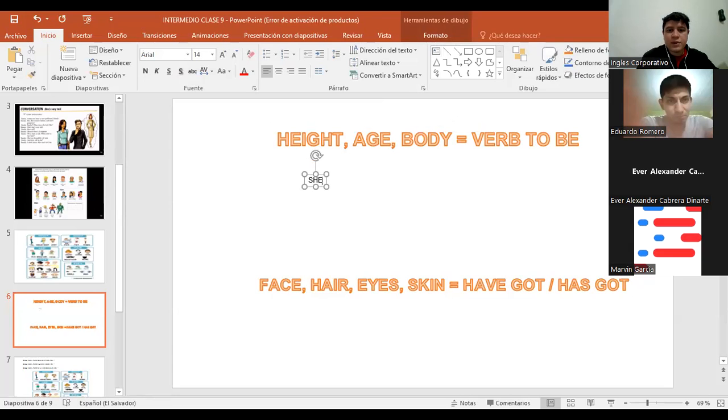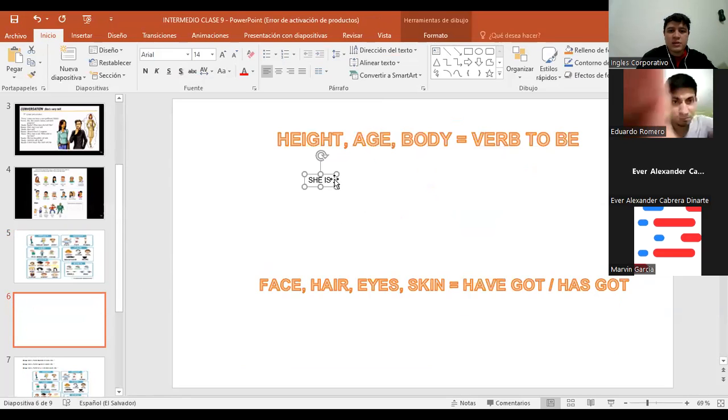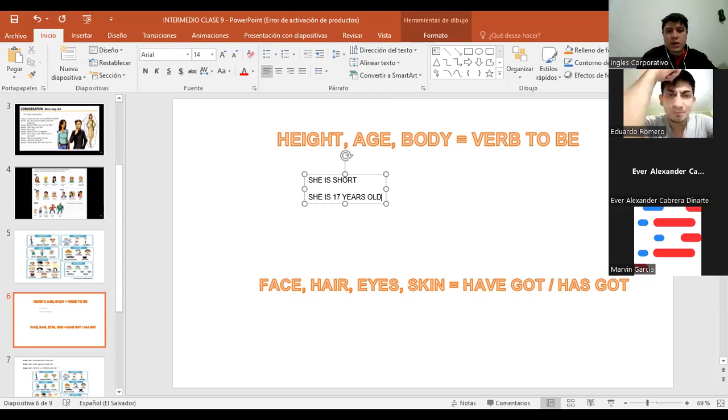Let's use she, okay? Verb to be. She is, let's see, height. For height we have tall, medium height, and short. So let's see, she is short, okay? Ella es pequeña. Age, edad. She is 17 years old, okay? So, she is young, right? She is young. Ella es joven, right?